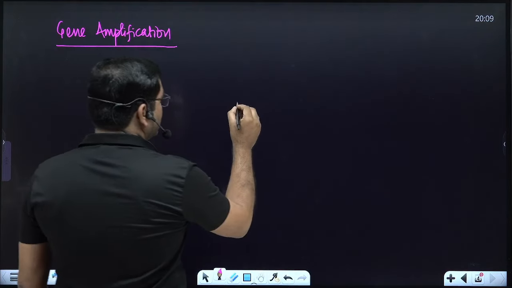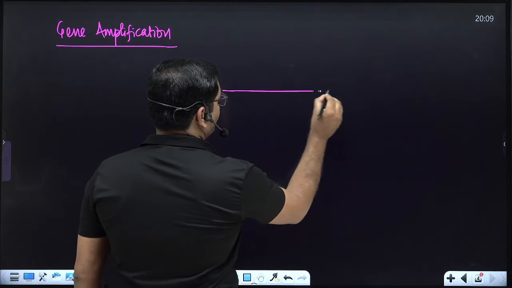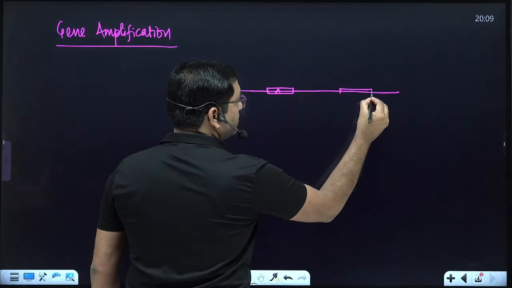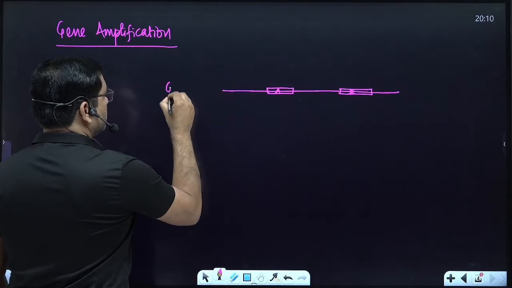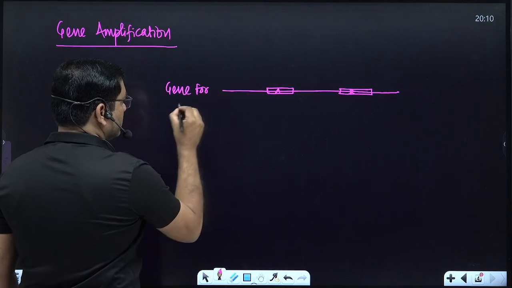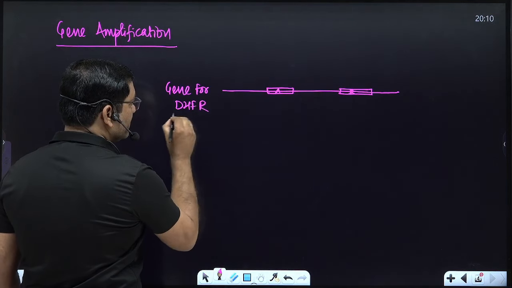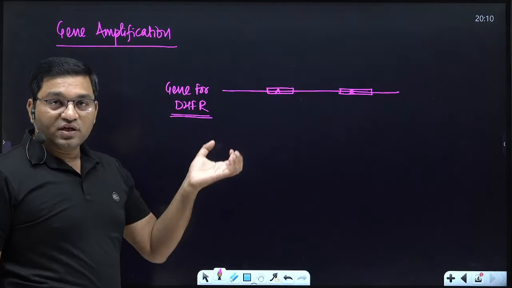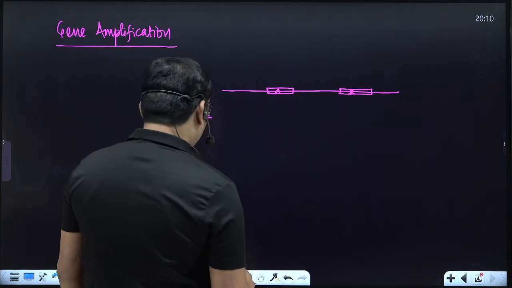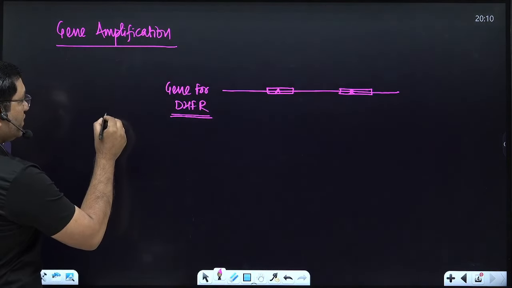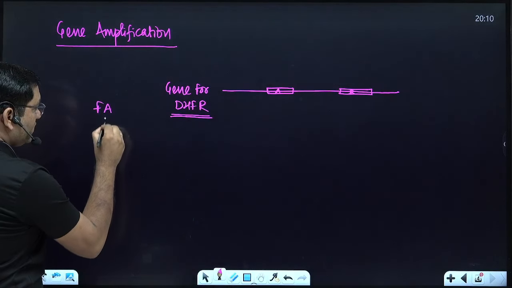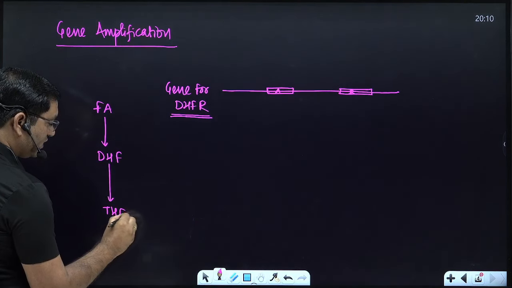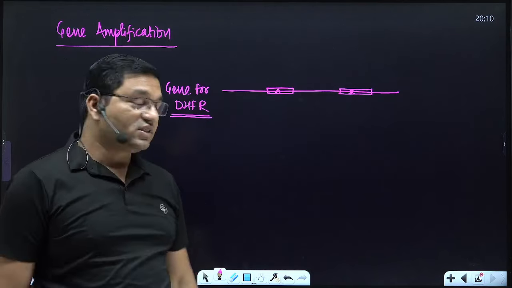Now see, this is A gene. This is B gene. So this is the gene for the dihydrofolate reductase enzyme. Now how does methotrexate act? Suppose this is folic acid. Folic acid is converted into dihydrofolate, and dihydrofolate is converted into tetrahydrofolate, which is important in nucleotide synthesis.